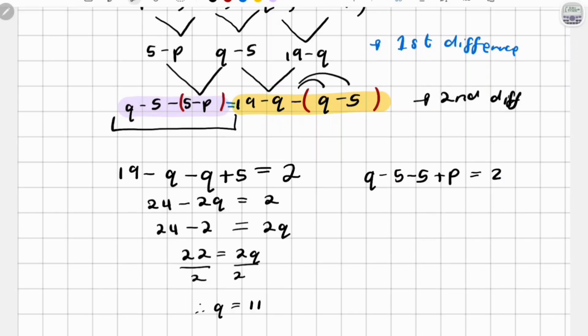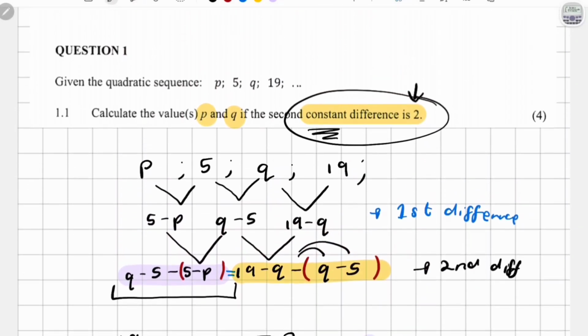But the good thing is I know what q is. Q is 11. So in place of q, I'm going to say 11. So 11, and then we have minus 5, which is minus 10, and then plus p is equal to 2. 11 minus 10 is 1. So p is equal to, we still have a positive 1 here, and you still have 2 here, right? So this positive 1 can come over and become a negative 1. And so p is actually just equal to 1. So there we go. Q is equal to 11 and p is equal to 1. Okay, so that's the first question.